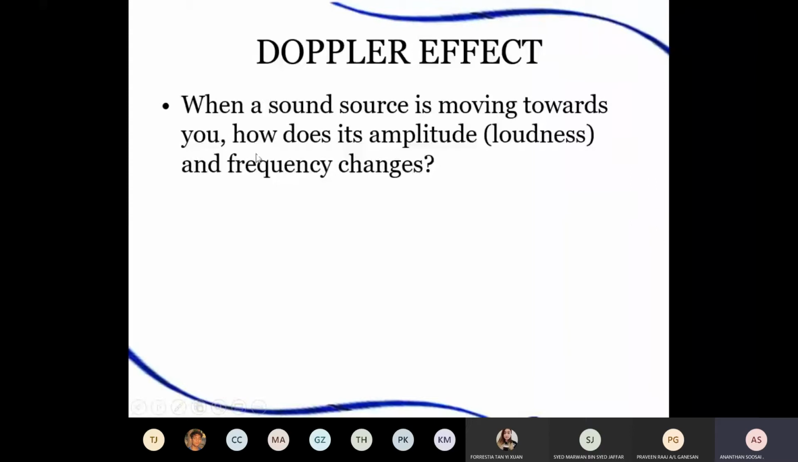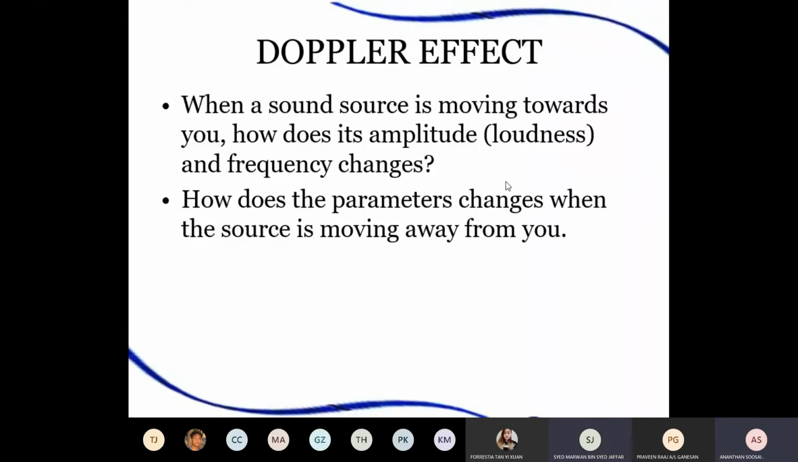Okay, when a sound source is moving towards you, how do the amplitude and frequency change? When the sound gets closer to you, the loudness becomes greater. When the wave gets closer to you, it becomes louder because the amplitude is bigger. And how about the frequency? When the sound gets closer to you, the frequency increases, the pitch rises. For example, when an ambulance approaches you, the pitch of the sound gets higher. I think you have sensed that, and it becomes louder.